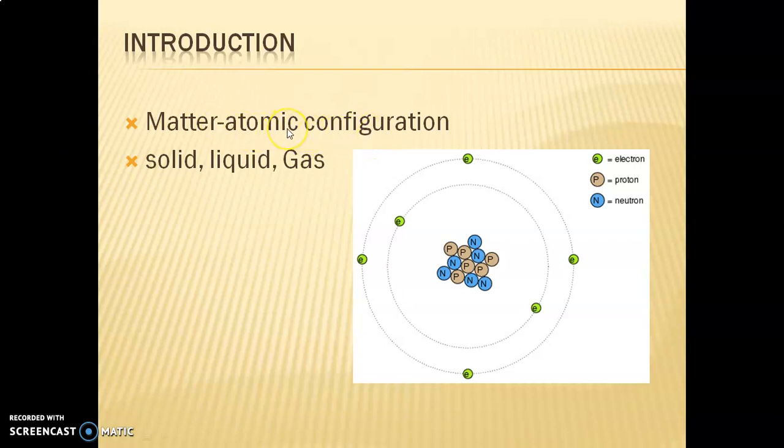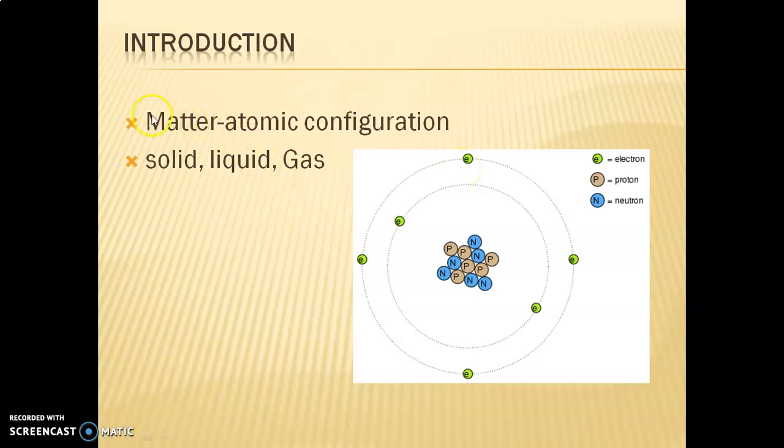Here we should know the basic configuration of an atom. An atom consists of a nucleus and electrons. The nucleus has positively charged protons and neutral neutrons. Around the nucleus, electrons are revolving. An electron has a negative charge. This is the basic configuration of an atom.